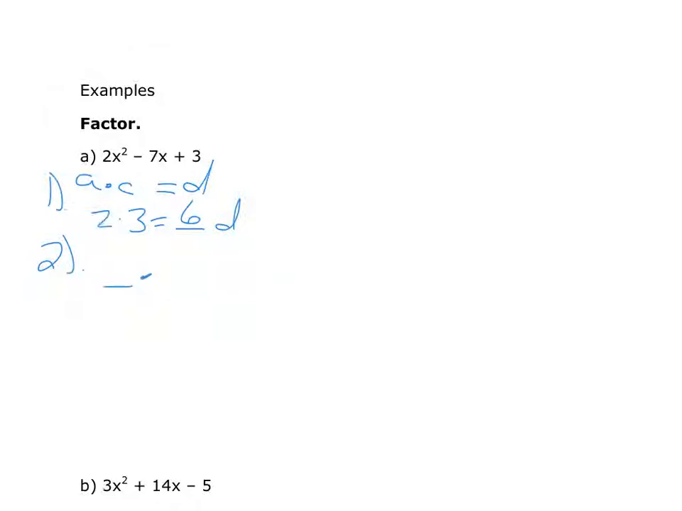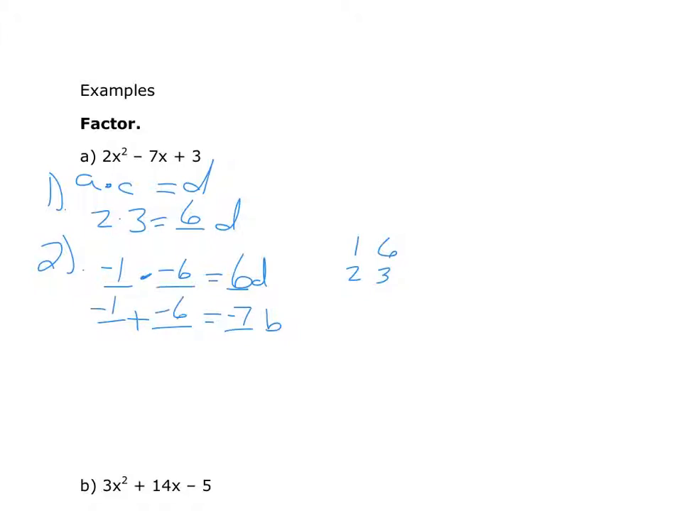blank times blank is equal to d, and then we say blank plus blank is equal to our value of b. Again, all we need to do is fill in d and b. So d's value was 6. b's value from up above is -7. So now what I want are the values of 6 that would give me -7. Well, if my multiple is positive and my sum is negative, I know that both factors need to be negative. The only way that works is if 6 and 1 are both negative.